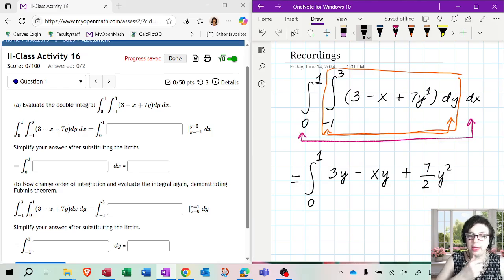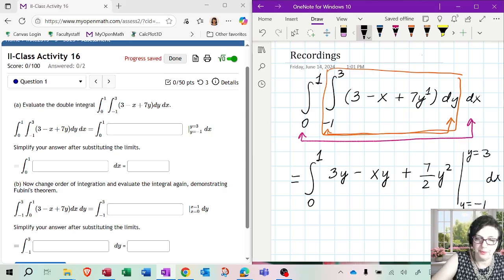7/2. Now, the next thing you do is you draw a vertical slash, and then you put the limits from lower to upper. But it is very important not to just write negative 1 to 3, because it's not clear which variable you're going to be substituting for. So you need to understand that because we were integrating with respect to y, this would be y equals negative 1, y equals 3. And then we still have dx.